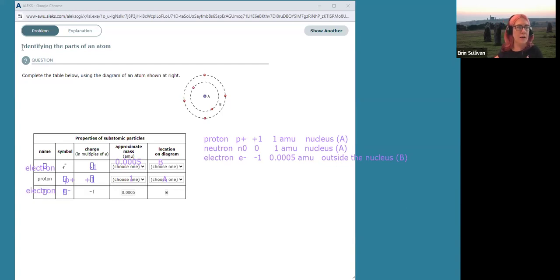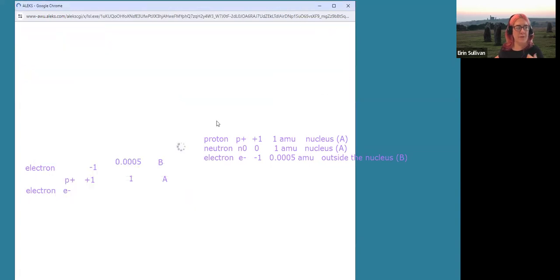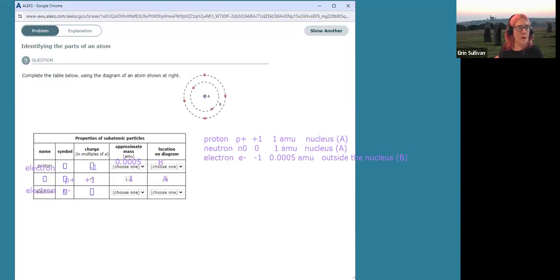Okay, so I'm going to quickly pull up another one of these questions just so we can get familiar with how they work. So this particular one, I'm just going to answer the mystery particle one. Okay, so we have a mystery particle. It's located in the nucleus. It's got an approximate mass of 1 AMU, and its charge is +1. If it's got positive charge, it's telling me it's a proton. If there was 0 charge, it would have to be a neutron, right? So that is the p+.